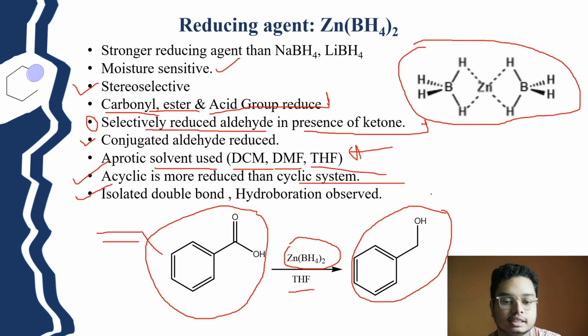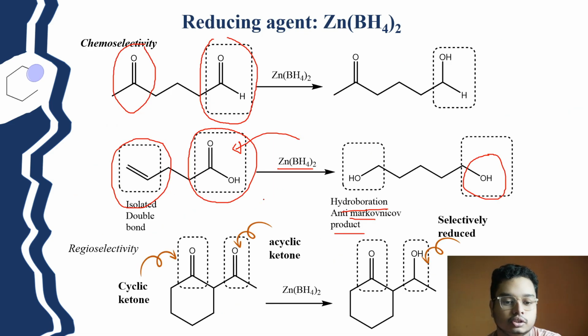Now let's talk about regioselectivity. As I already discussed in the previous slide, acyclic is reduced more than cyclic systems. Here you can find both carbonyl compounds, where this one is the acyclic ketone and this is a cyclic ketone. Zinc borohydride reduces this acyclic ketone selectively over the cyclic ketone. So this is the overall summary of zinc borohydride.